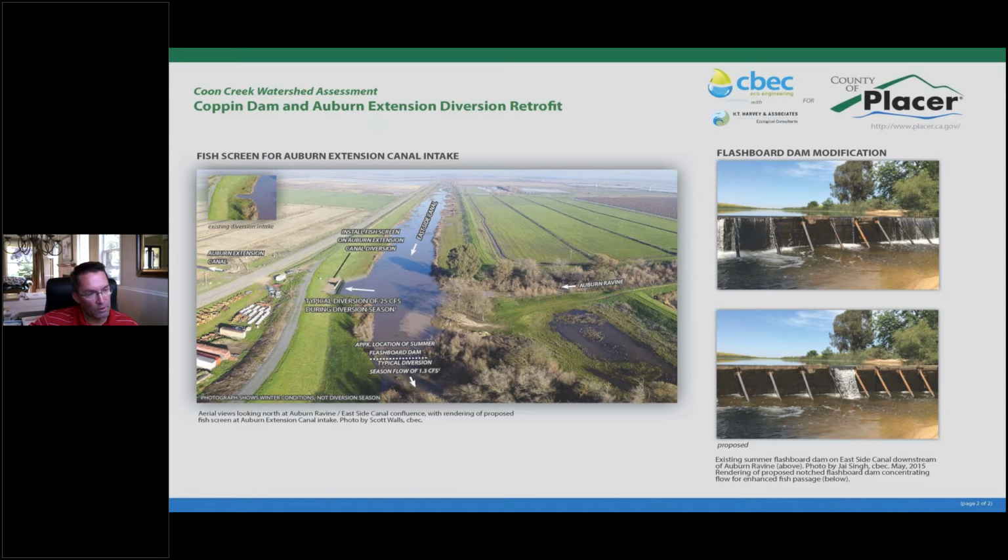So relative to Hemp Hill, you all were asking about other diversions and barriers. This is the principal barrier to salmon and steelhead coming into western Placer County. It is the Coppin Dam, the location shown on the screen by the dashed line. It blocks Auburn Ravine further upstream, Coon Creek, Doty Ravine, all of those watersheds.